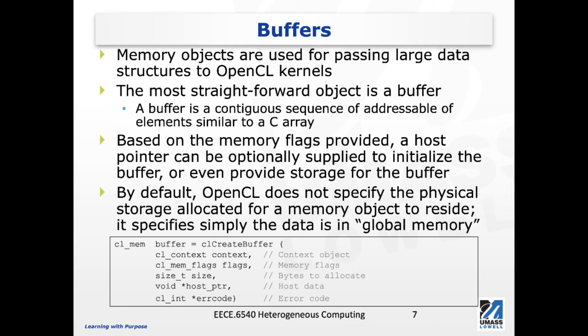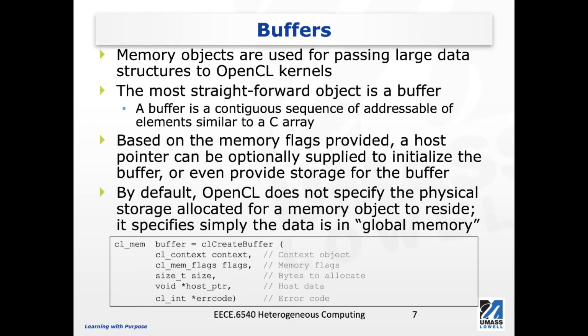Buffer is the memory object for passing large data structures to OpenCL kernels. It's a very straightforward object that we commonly use in an OpenCL program. It is a contiguous sequence of elements similar to a C array, although you don't have to have an array. You can have your own defined data structures in this 1D contiguous space.